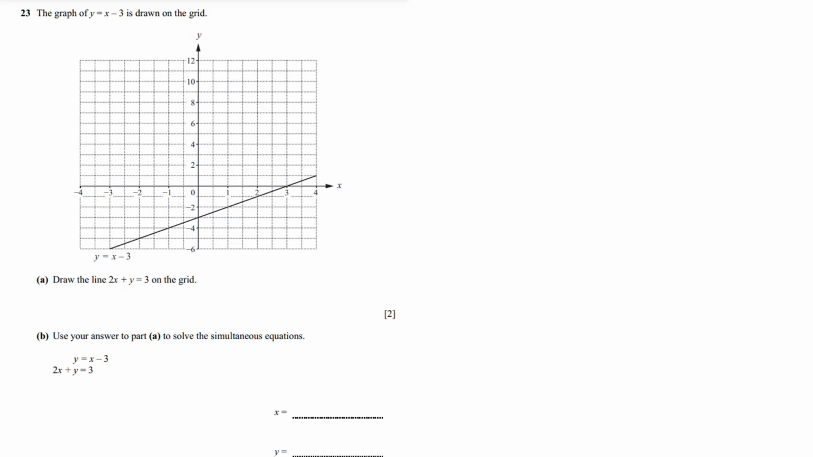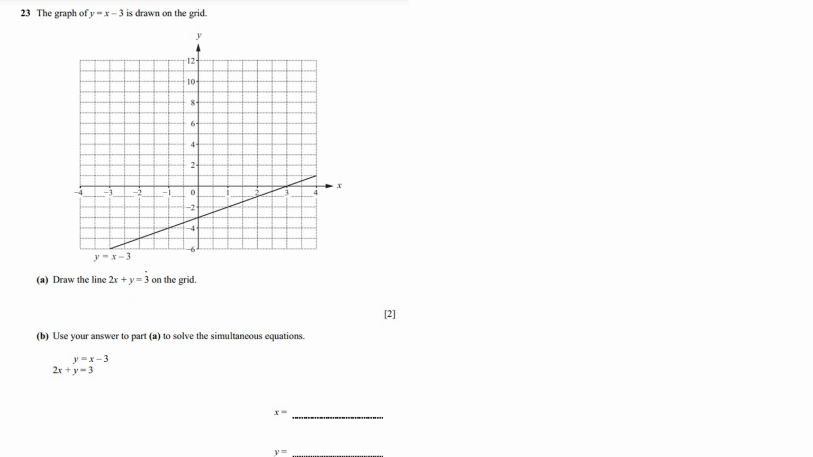All right. Next, the graph of 2x plus y equals 3 is drawn on the grid. Fine. Okay. Now this is quite a challenging question, but it's something that we haven't done too much of just yet. But we'll need to make sure that we can do it. It's draw the line on the grid.